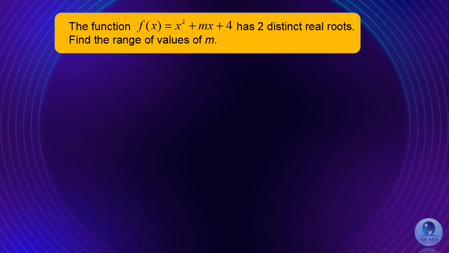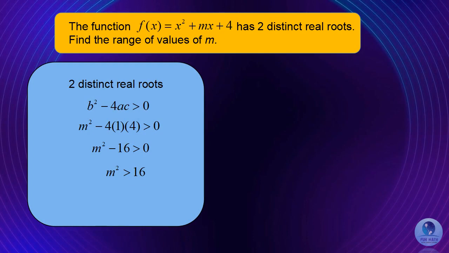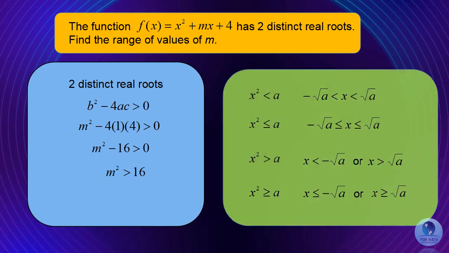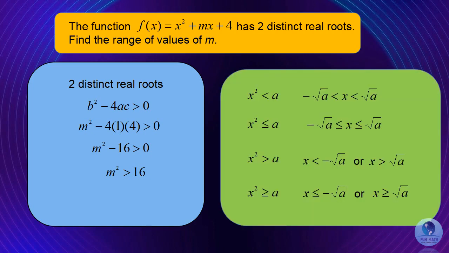Look at this question. The function f of x equals to x squared plus mx plus 4 has two distinct real roots. Find the range of values of m. Since the function has two distinct real roots, therefore b squared minus 4ac is greater than 0. Substitute all the values into the inequality and you get m squared minus 16 is greater than 0. Now you have a shortcut to write down these answers.